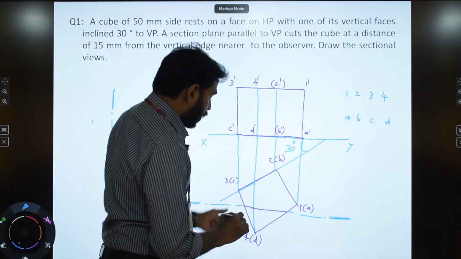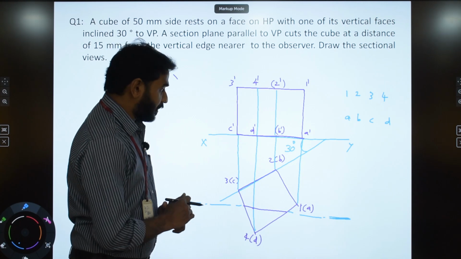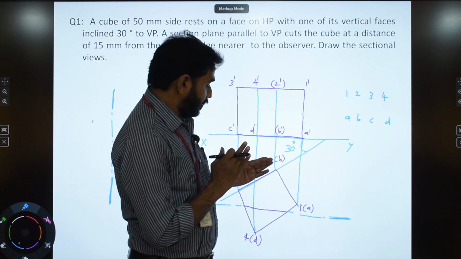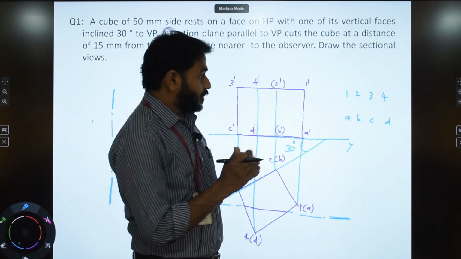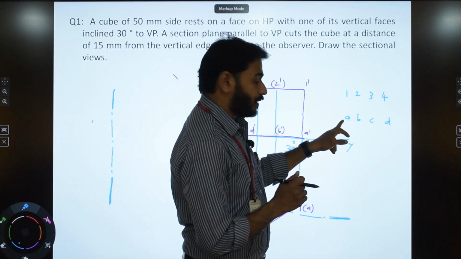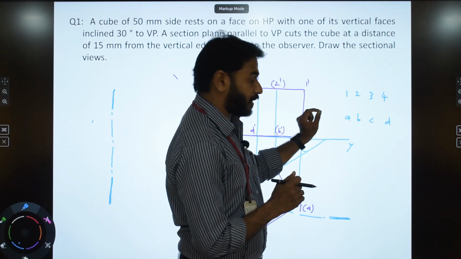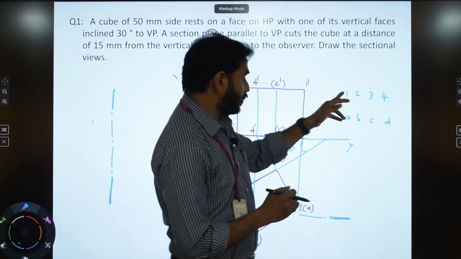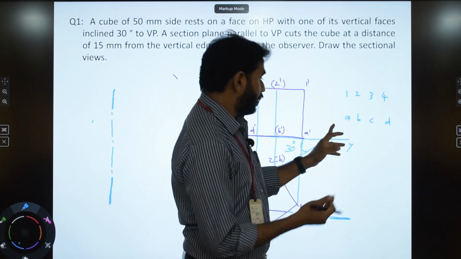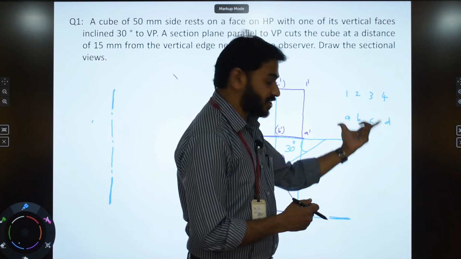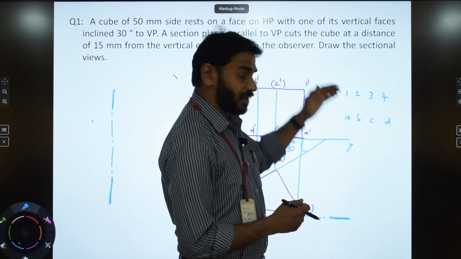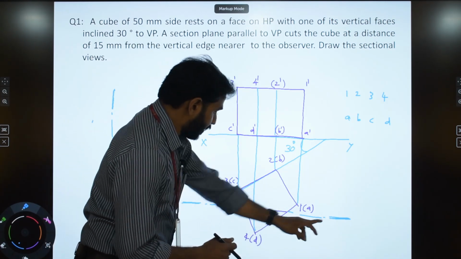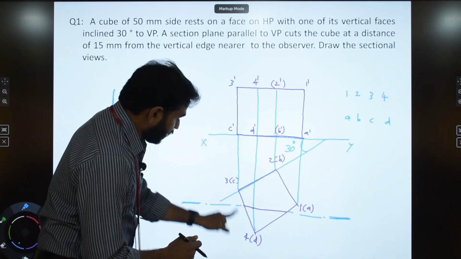The next step is you have to identify the cut points. Cut point means the points where a section plane meets a particular edge. So if you consider the edge 1A, if the section plane cuts this edge at a point say P, P is a cut point. Similarly, there can be cut points along the edges 2B, 3C, 4D or AB, BC, CD, etc. They are base edges, whereas 1A, 2B, 3C, etc. are vertical edges.